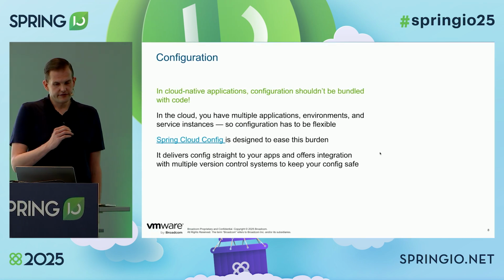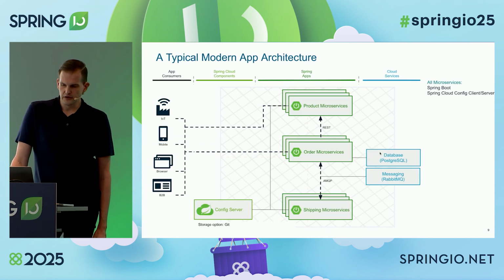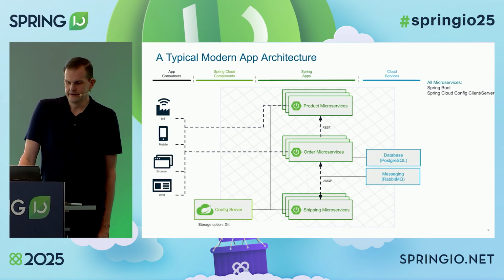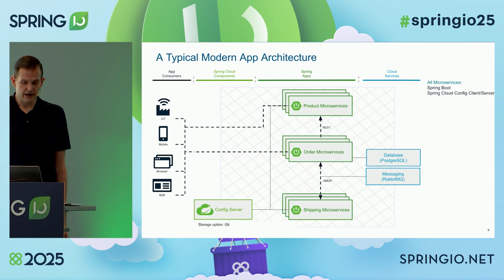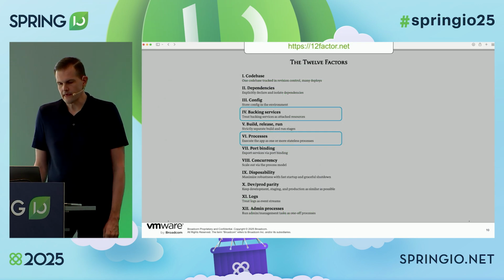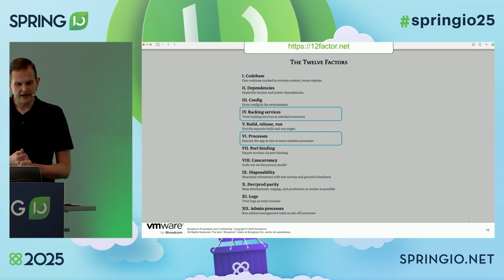Okay, so that's it about Spring Cloud config. Let's have a look. You can see the component here. So for sure, an additional component we have to manage in a way. The next 2 are about backing service.